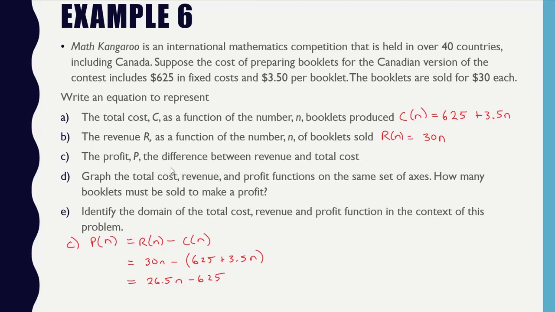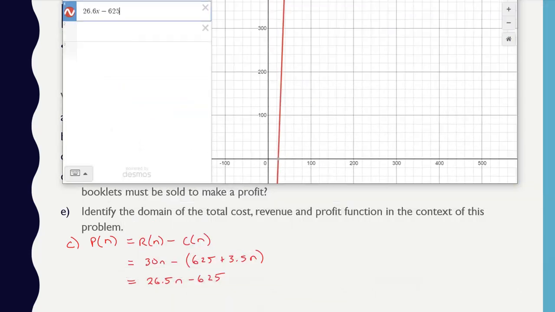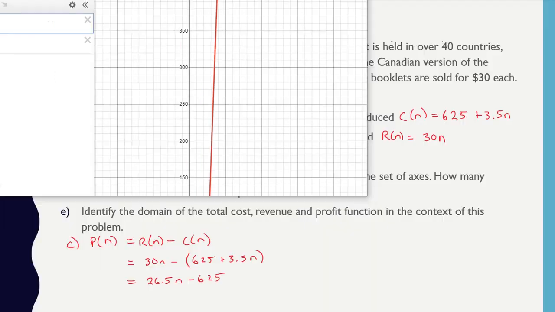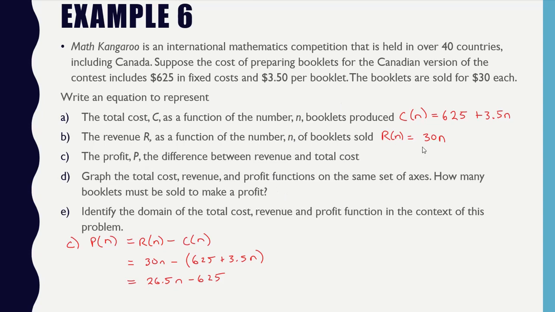Finally, graph the total cost, revenue, and profit functions on the same set of axes. How many booklets must be sold to make a profit? Now this time I'm going to graph it a little differently. I'm actually going to just graph our profit. And our x-intercept is the point that we care about. This is where we start making money. So the height is the amount of money made. So we find it's 23.496. So it's going to be 24 shirts, or sorry, books in this case, before we actually start making money. So for D, it's going to be 25 books or booklets.